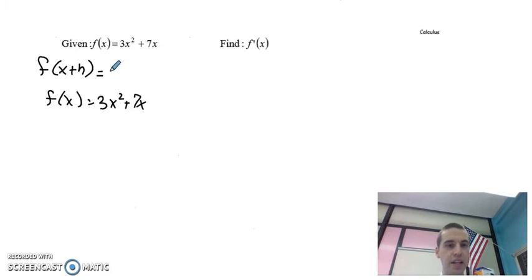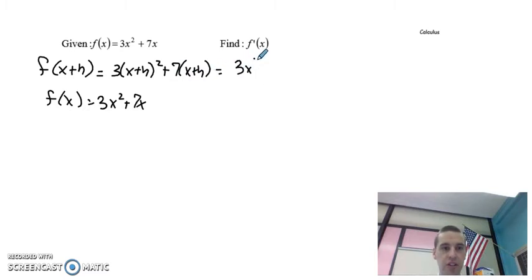On to the second example. We're going to go 3 parentheses x plus h all squared plus 7 parentheses x plus h. You can do that out. I'll let you guys know that's 3x squared plus, you're going to get 2xh here, so that's 6xh, plus 3h squared, plus 7x plus 7h.